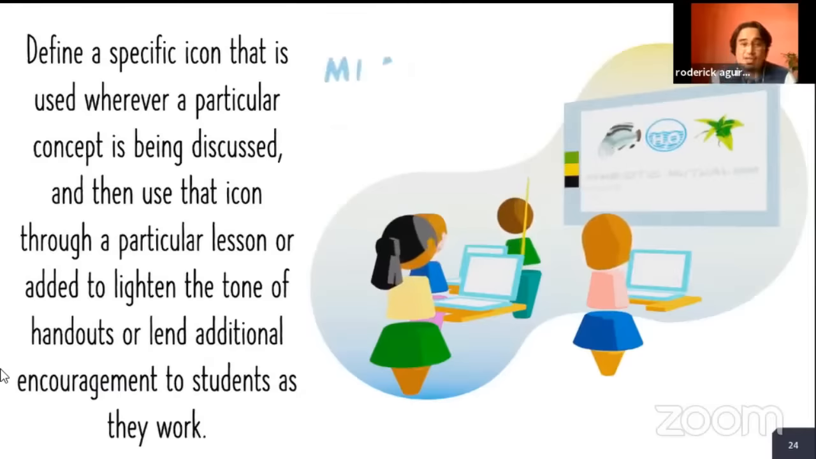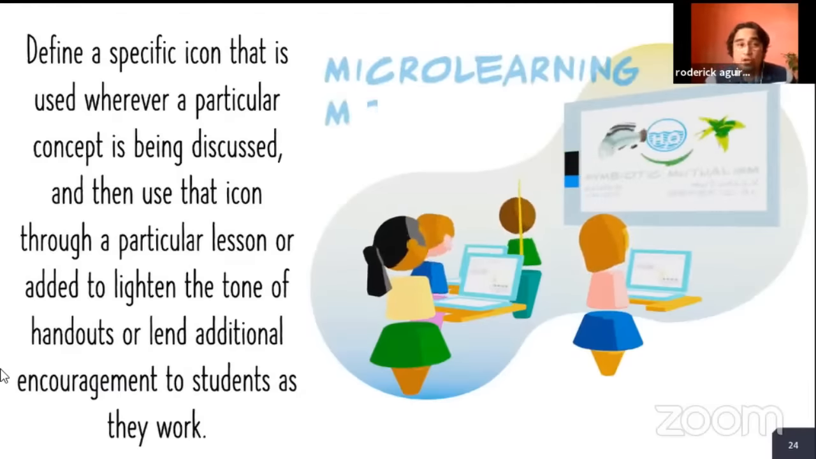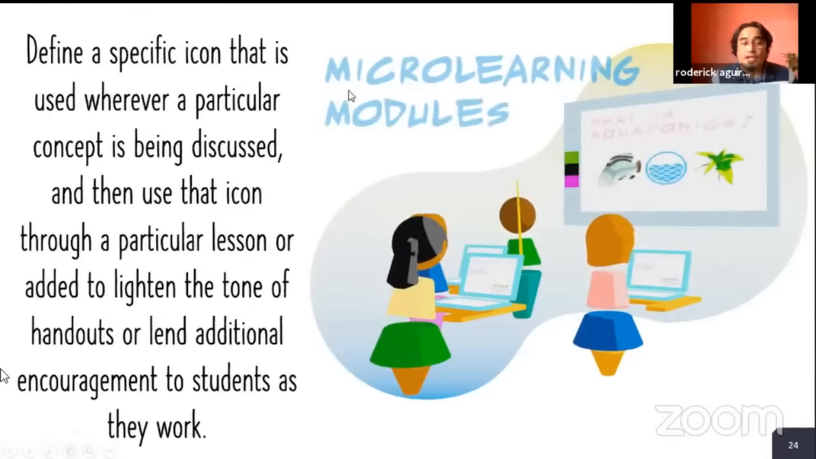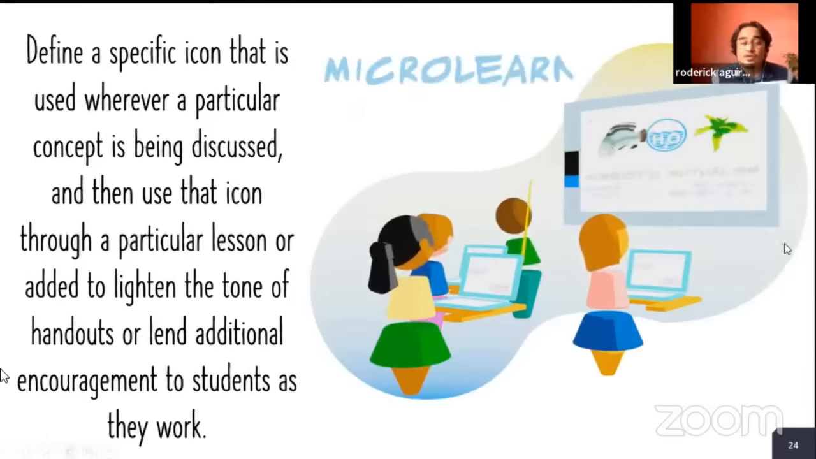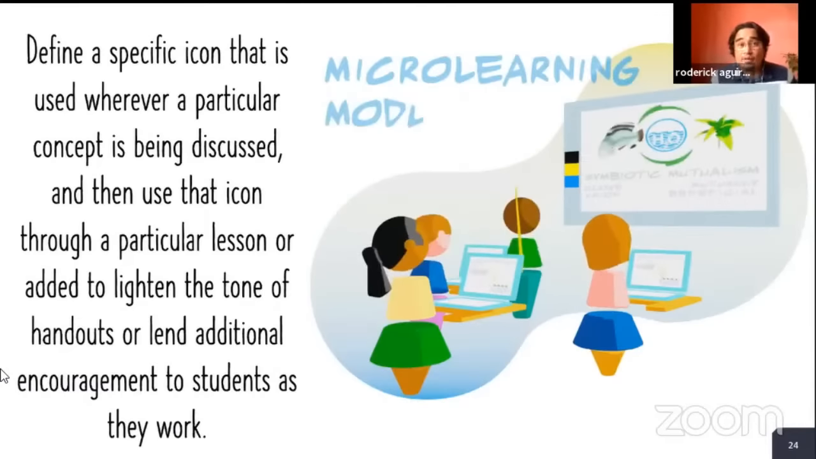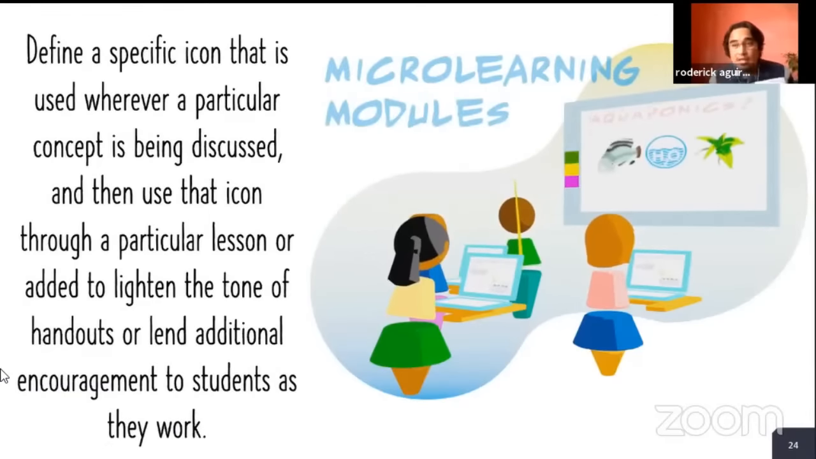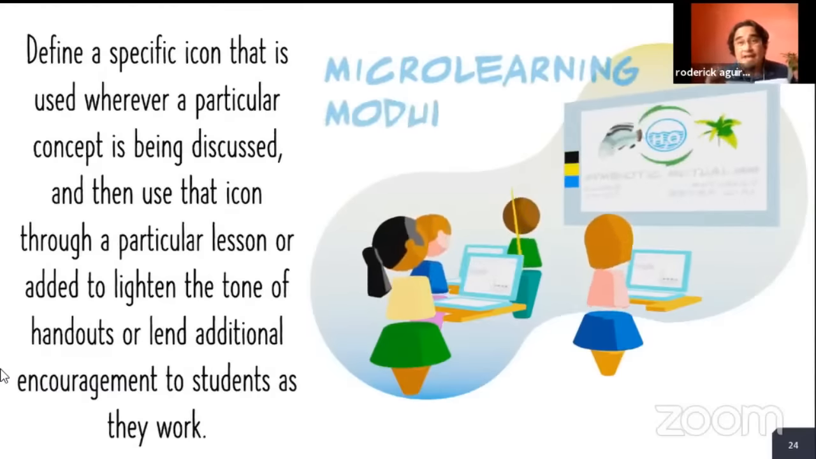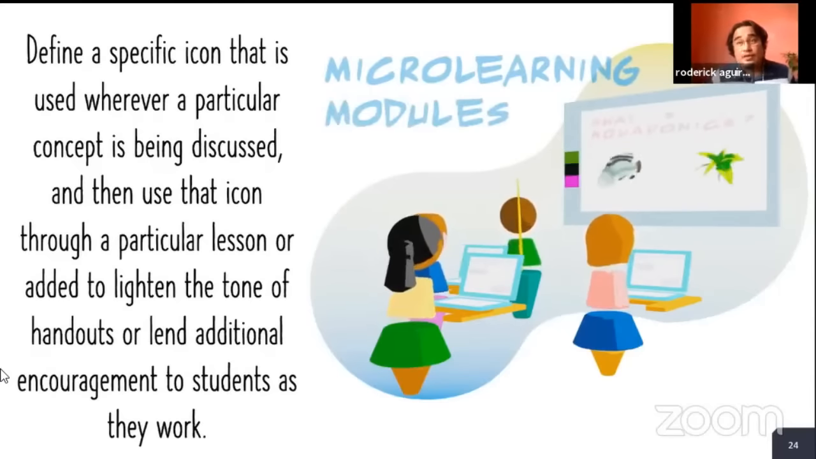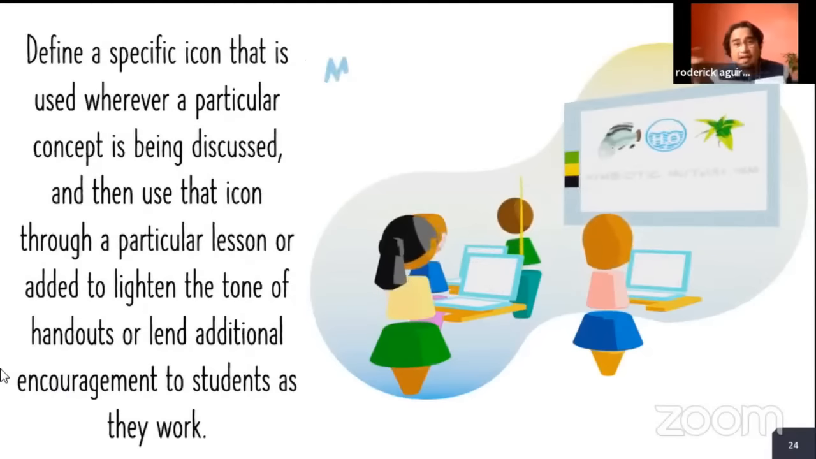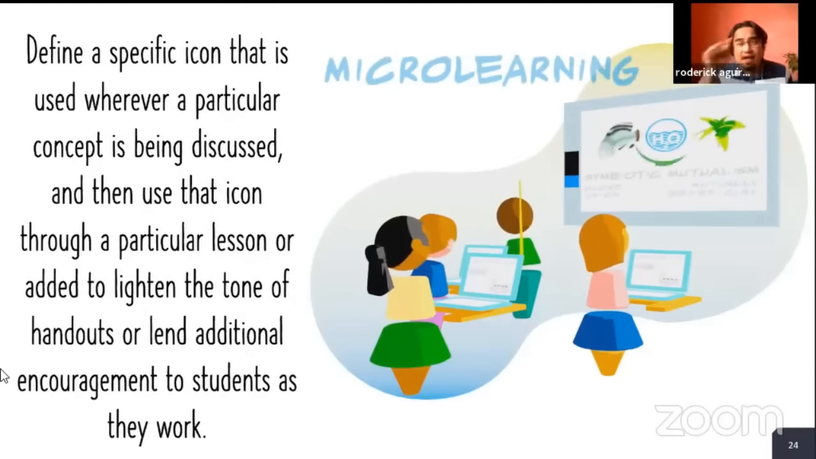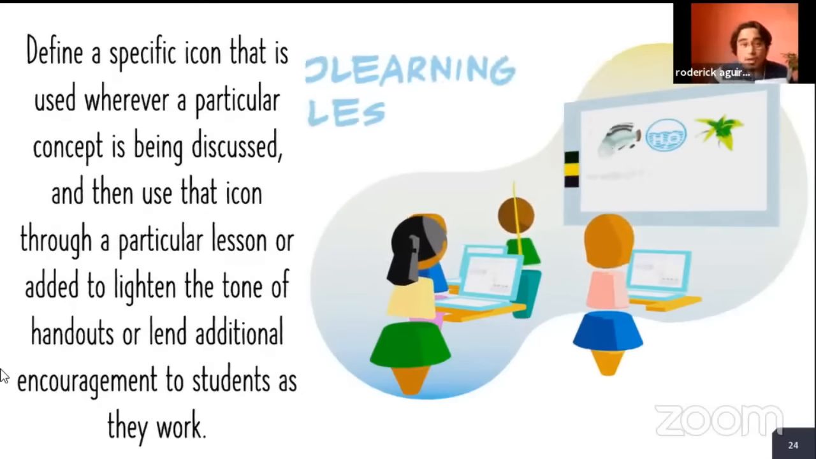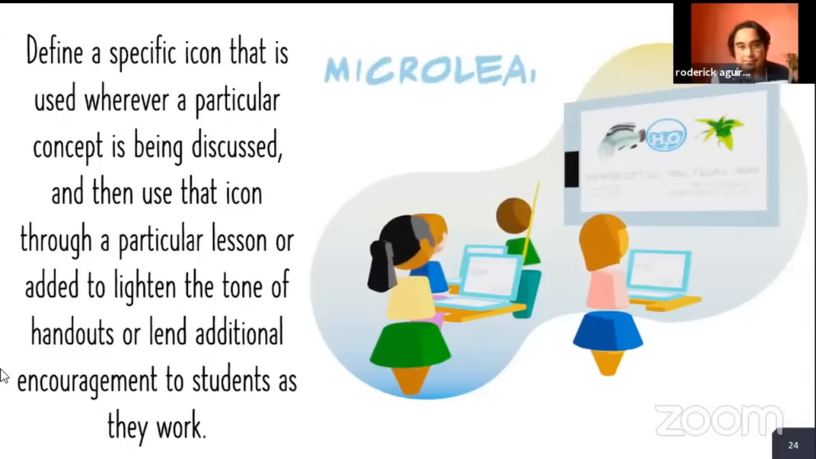So ito ang sinasabi po dito, define a specific icon that is used wherever a particular concept is being discussed. And then use that icon through a particular lesson or add it to lighten the tone of the handouts or lend additional encouragement to students as they work. Meaning these icons would help our students minimize a lot of writing, but be able to focus on responses per se. A good example is that instead of writing the word true or false, we can have our students just write the icon T and the icon F. Now, we can be more creative. Instead of having the icon T for true, we could have a heart instead, or we can have a check and then a cross mark. The ideas are so limitless.